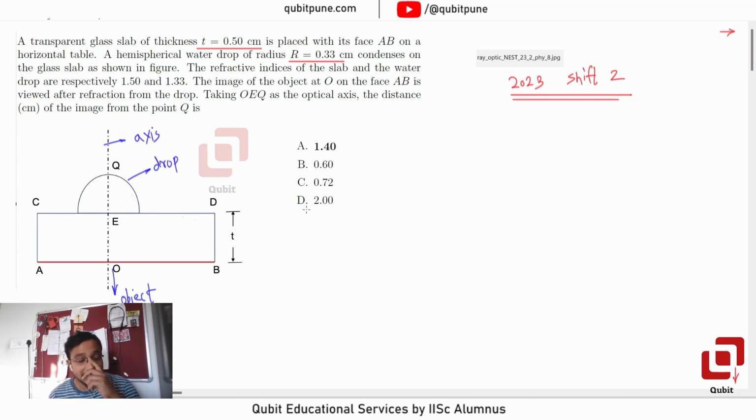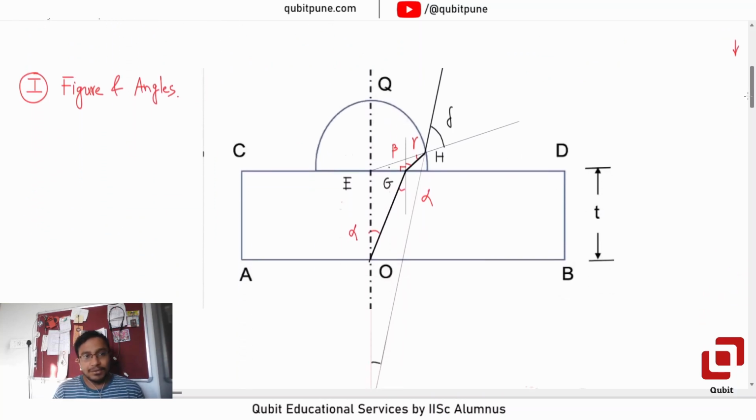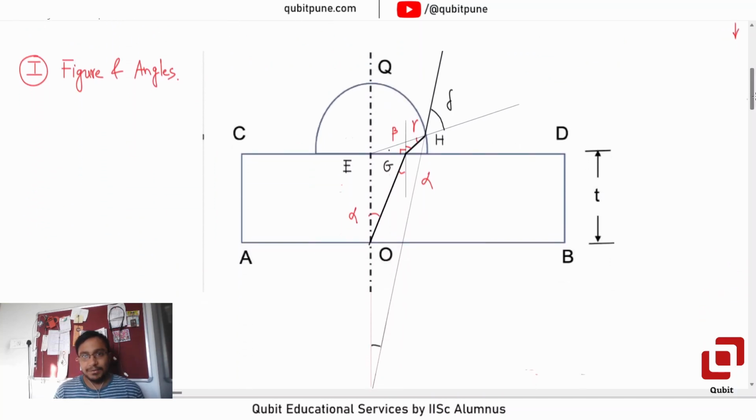Well, clearly the rays that come out of the object will undergo two refractions, one at the interface of water and glass and the other one at the interface of drop and air. Let's first go to the figure. Let me explain the figure that I've used to solve the problem.